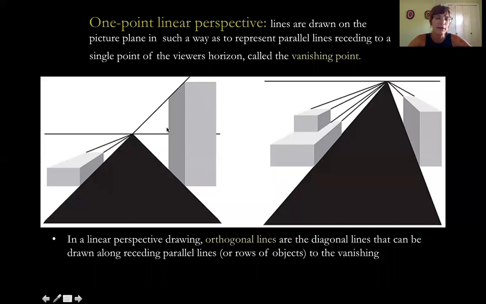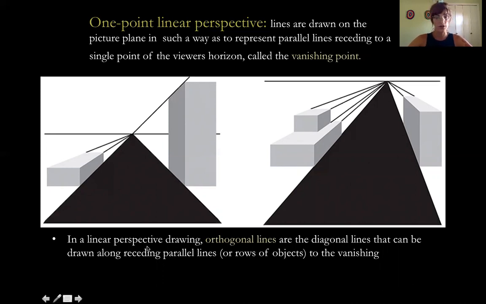So here's a couple images that might be useful. Here you'd actually find parallel lines that recede into the background. If you had a road with buildings, you might imagine these lines go into the background and they converge, even at the top of the building, as a line that converges at a single vanishing point or horizon line.